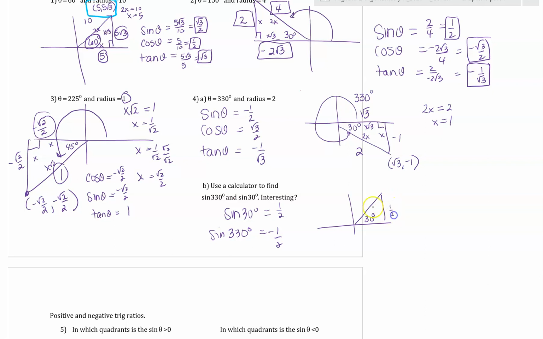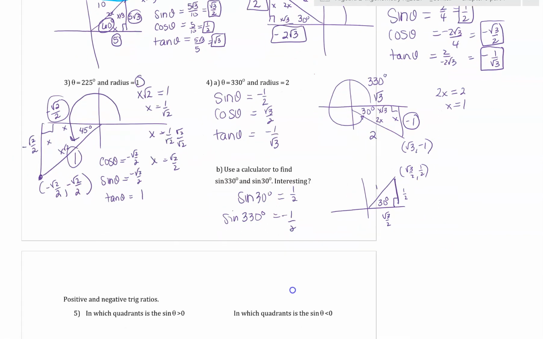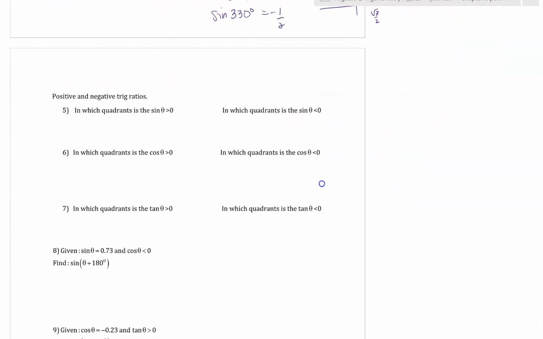opposite divided by hypotenuse. So actually the sine would be, and again, I guess you could fill in the root 3 over 2. So if you're looking at the terminal point, do you see how the sine would be positive because the y-coordinate is positive? Interesting. Okay, so in 330, notice the y-coordinate was negative. Very interesting.